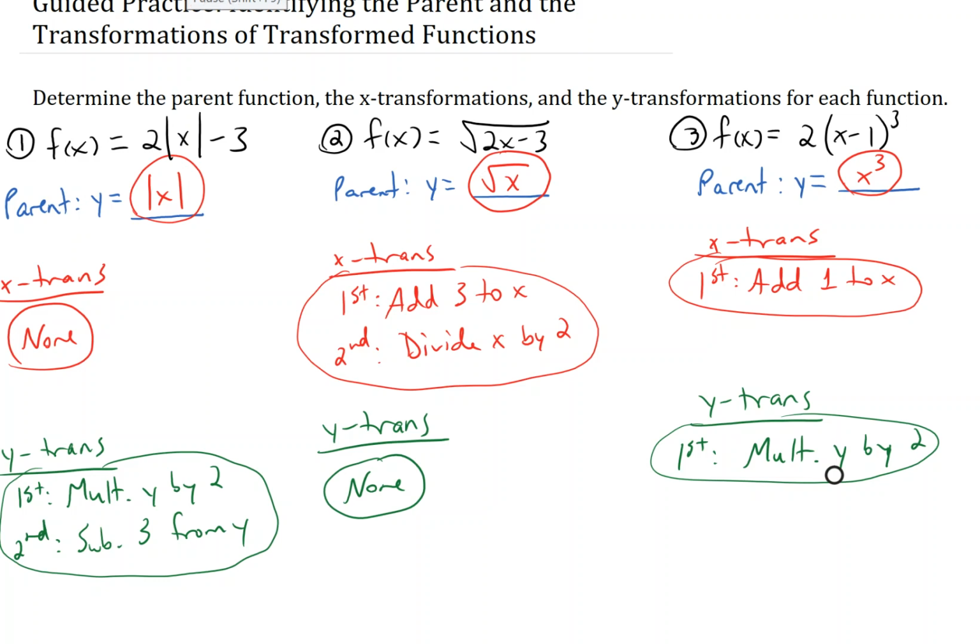Okay, now that you've got them all worked out, I've got all my answers here circled. All my parent functions are circled, all my x transformations are circled, and all my y transformations are circled. Verify that you got them correct, and if you didn't, see if you can figure out where you went wrong.